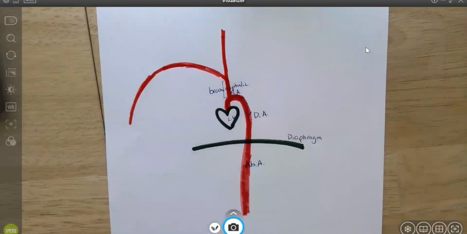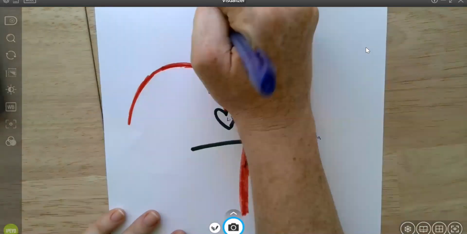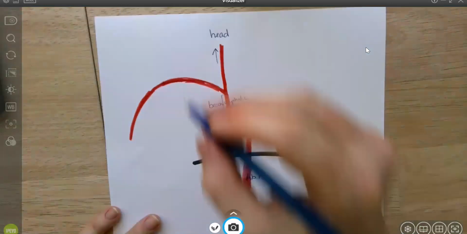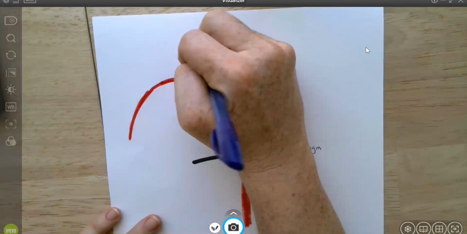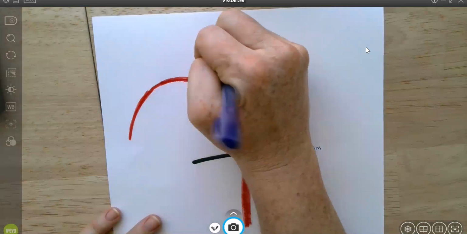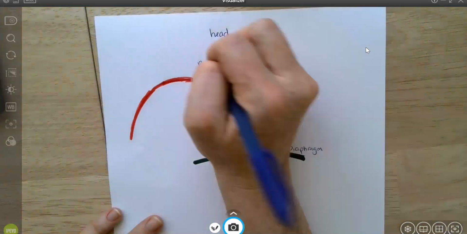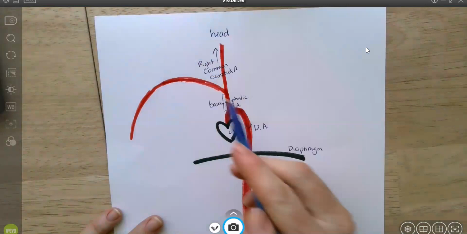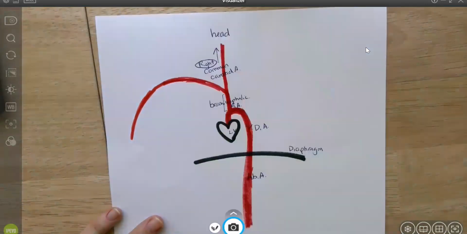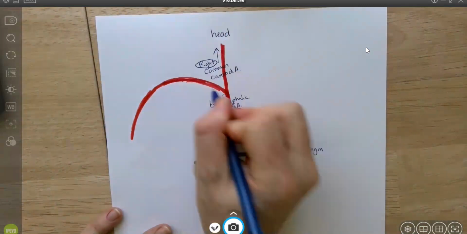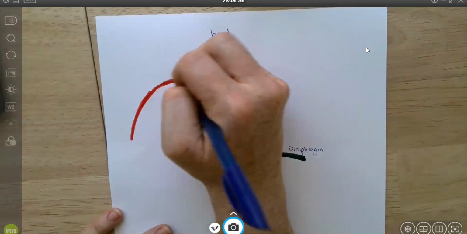Okay, so the branch that goes up towards the head, that is going to be called the right common carotid artery. Okay, so right common carotid artery here. And because it is not symmetrical between right and left, which I'll show you in a minute, you do need to designate right common carotid artery. And then the other branch of the brachiocephalic artery is going to be the right subclavian artery.